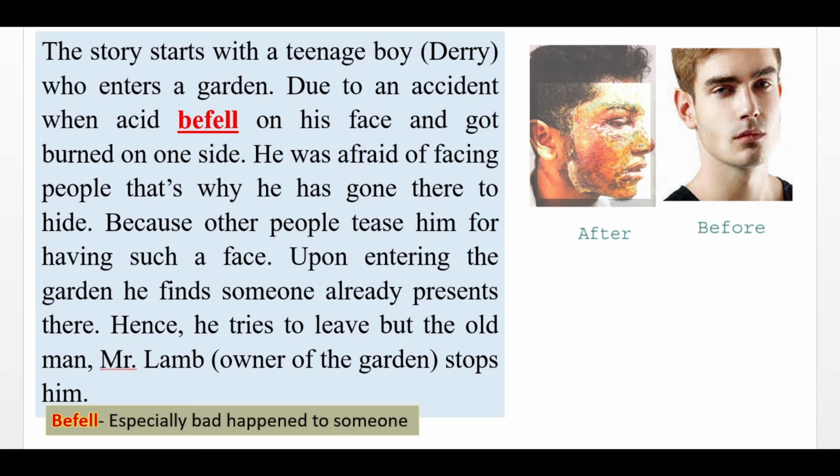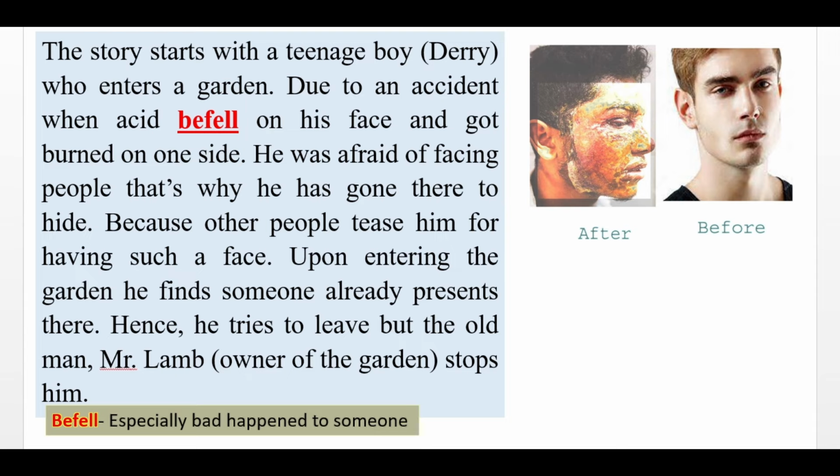Here you can see in the picture also, this is the picture of Mr. Derry. Simply we can relate to this. Before he was just like that, but now what happened is that acid spilled on one part of his face, and his face is not looking as good as it was earlier. Therefore, he is trying to hide himself from everybody around.